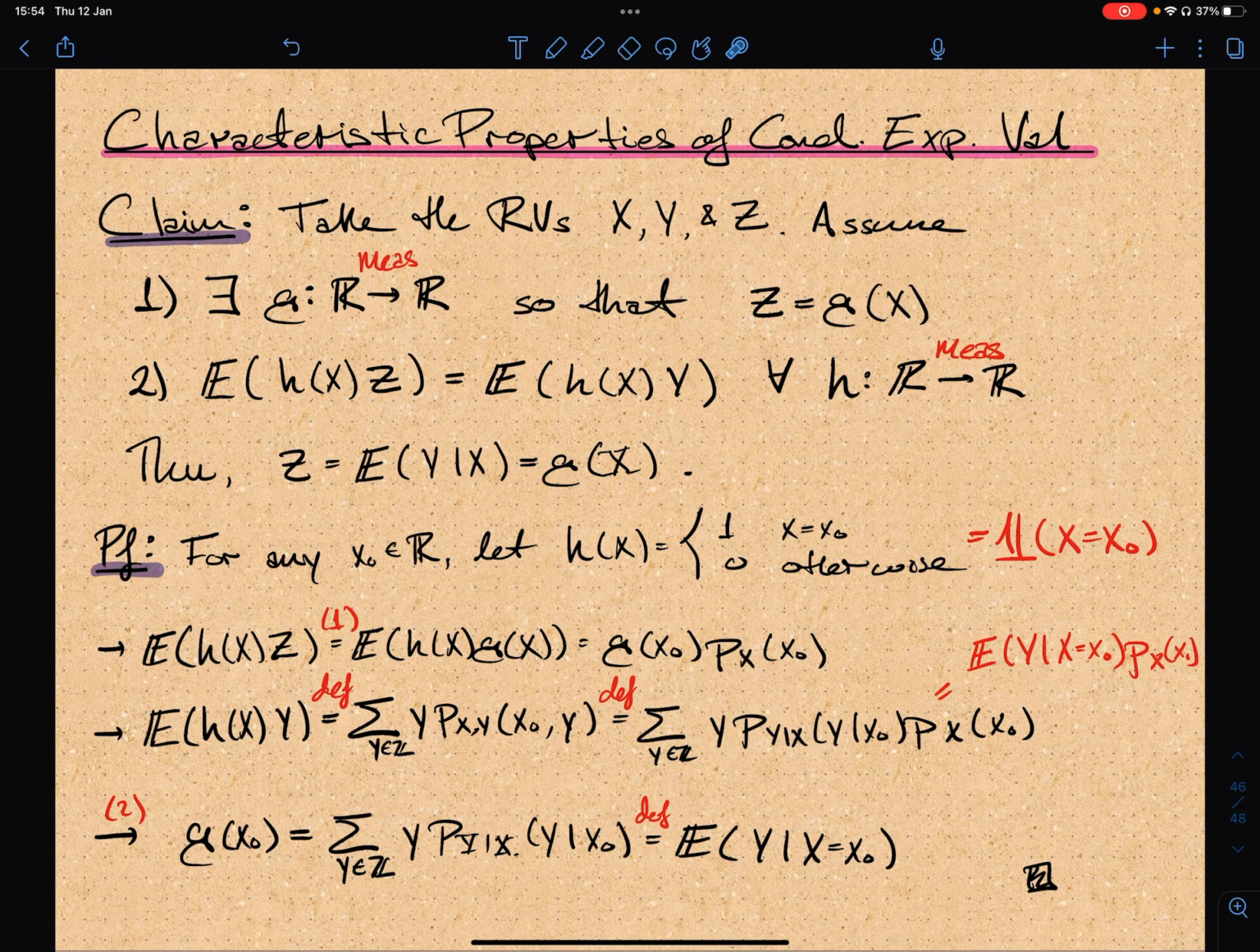And this is actually an axiomatic definition of conditional expected value. In the theoretical treatment of probability theory, conditional expected value is actually defined this way, using these two properties. And then you derive the constructive definition that we gave above.